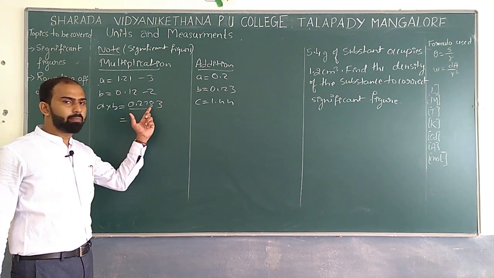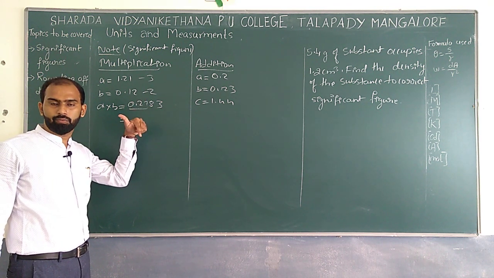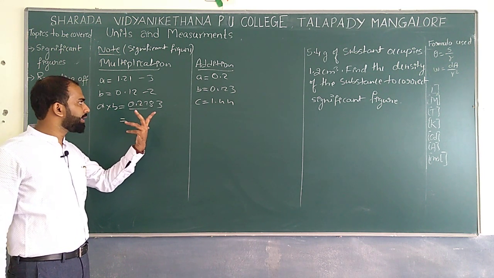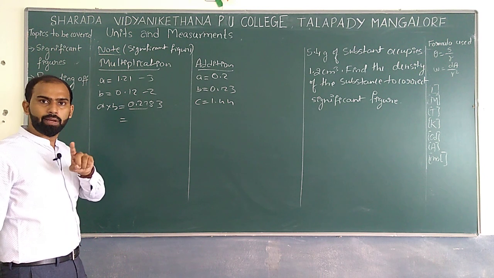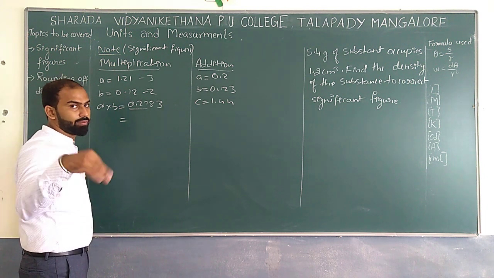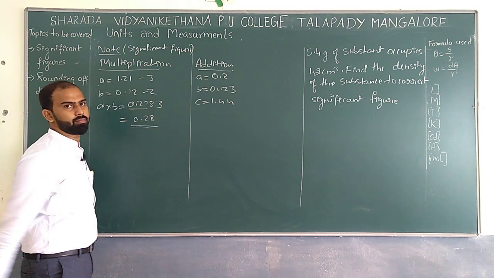Okay? So now, the number which you are going to drop is 8. Is 8 greater than 5 or lesser than 5? It is greater than 5. So if it is greater than 5, the previous digit should be raised by 1 according to our rules of rounding of digits. That is 0.28. This is the answer.